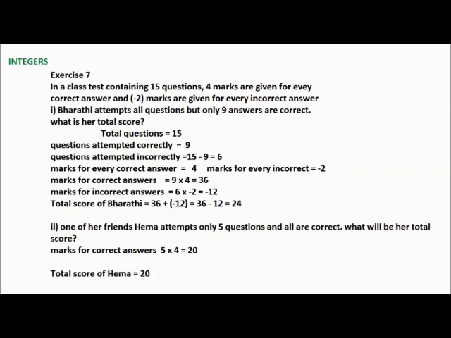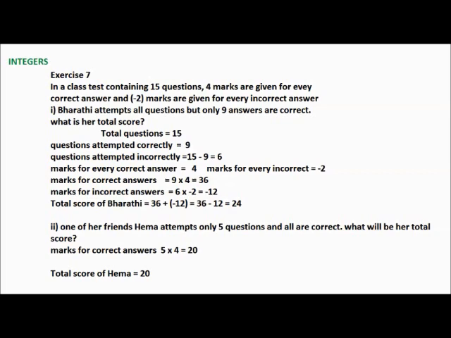Now exercise 7, problem 1. In a class test containing 15 questions, 4 marks are given for every correct answer and minus 2 marks are given for every incorrect answer. Bharati attempts all questions but only 9 answers are correct. Find out what is her total score. So now the given total questions is equal to 15 and questions attempted correctly is 9.